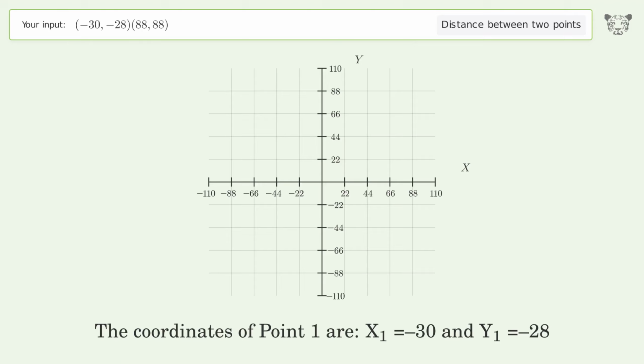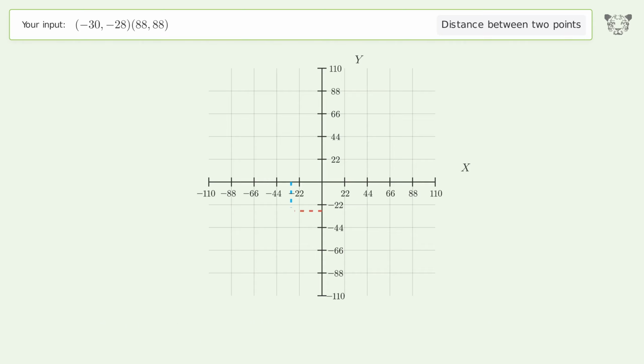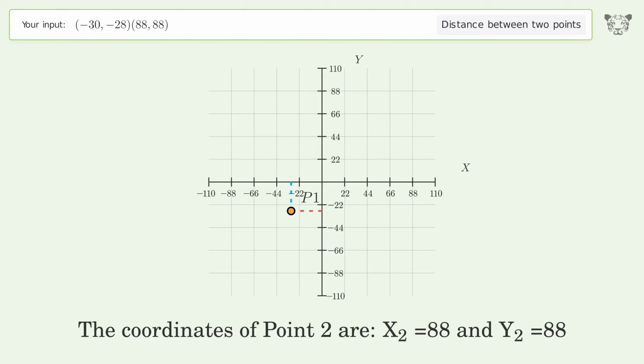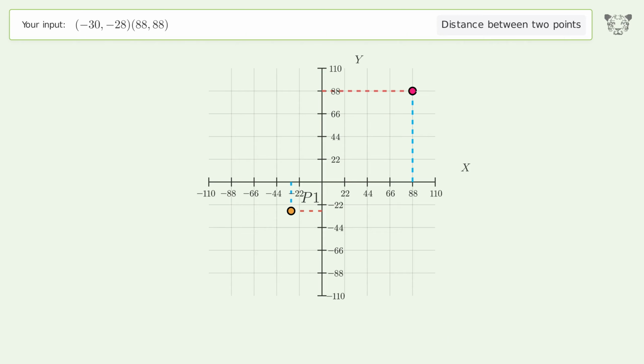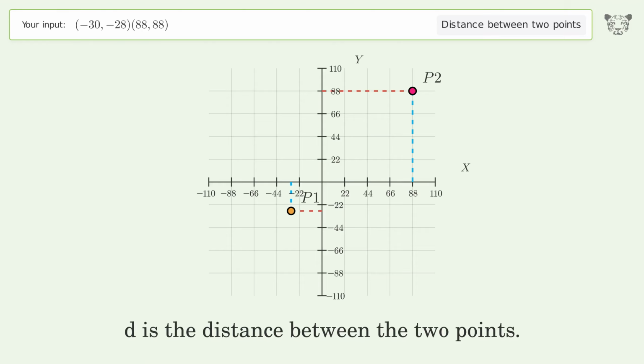The coordinates of point 1 are x1 equals -30 and y1 equals -28. The coordinates of point 2 are x2 equals 88 and y2 equals 88. D is the distance between the 2 points.